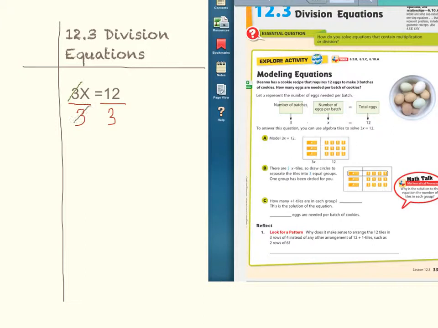3 divided by 3 is 1. 3 divided by 3 is 1. And you don't really have to write the 1. Okay, it's understood. 1x is the same thing as just an x. So we don't really put the 1. But we canceled out the 3, so that all we have left is x. And x equals, now let's divide this right here. 12 divided by 3 is equal to 4.